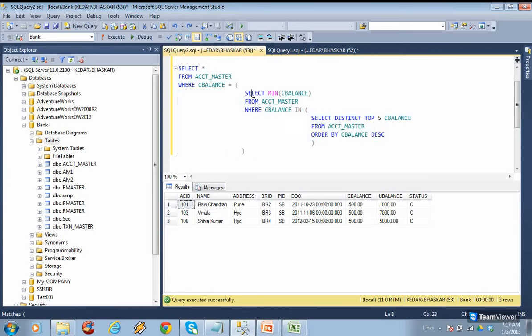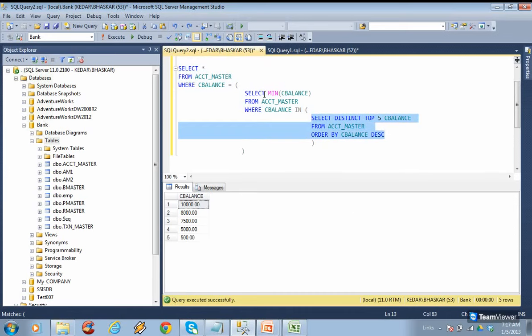So, the subquery will be executed first. Now, this is one subquery, and this is under a subquery. Which subquery will be executed first? The innermost subquery will be executed first. Then the result is passed to this, then this will be executed, then this will be executed. So, if we have many subqueries, the innermost subquery will be executed first. Clear?